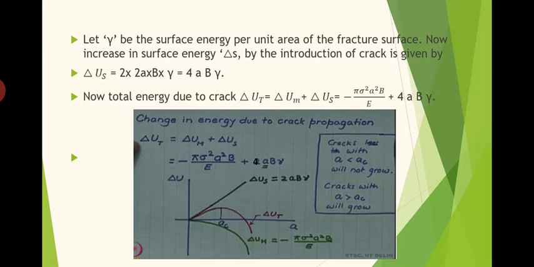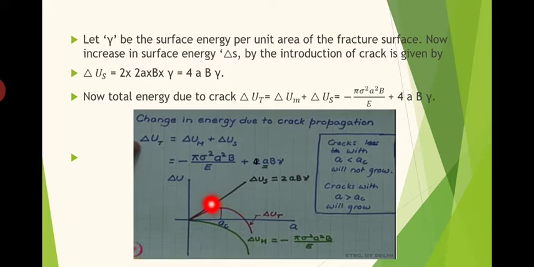So cracks with crack size a less than ac will not grow. Cracks with crack size a greater than ac will propagate. So this is the limiting condition. If a is less than ac, the crack will not propagate. If a is greater than ac, the crack will propagate. And that condition is decided based on the total energy.